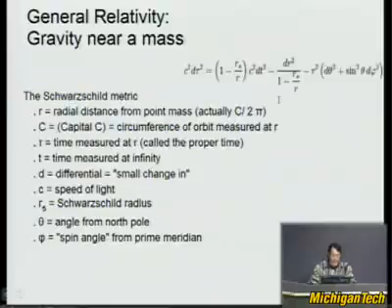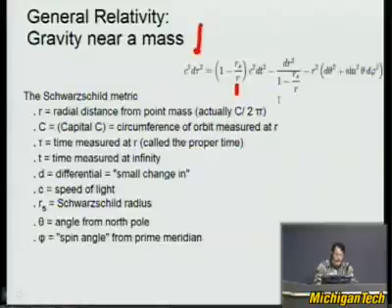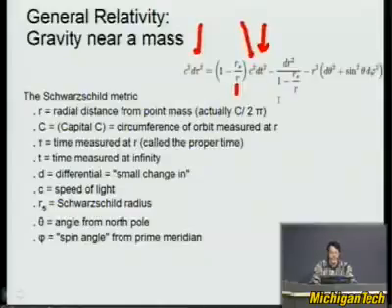Let's get into some detail here of the Schwarzschild metric. What is what? r is the radial distance from the point mass here. C, which I don't think I've used, is the circumference of orbit measured at r. Tau is time measured at r, called the proper time. T, which is the coordinate time here, is time measured at infinity. d is a differential, which is right there, this means that it involves differentiation. This is a calculus-oriented solution. You have to integrate sometimes over these to get answers. c is the speed of light, which is here.